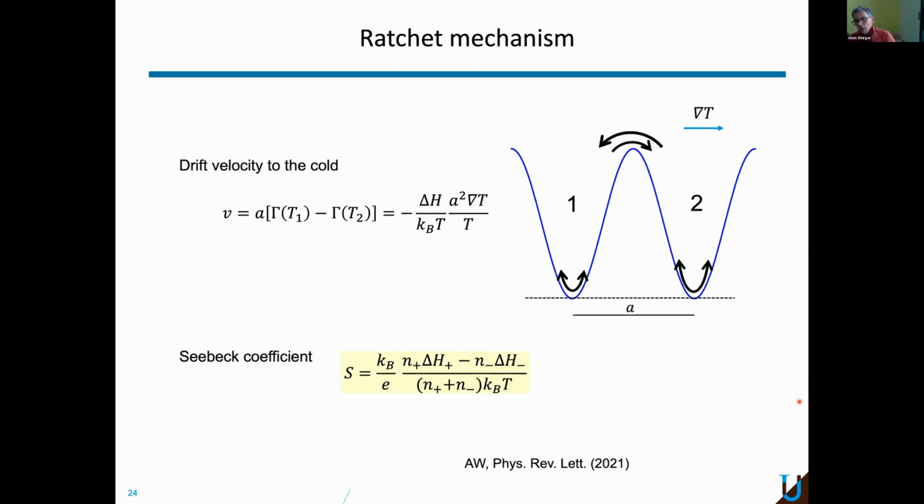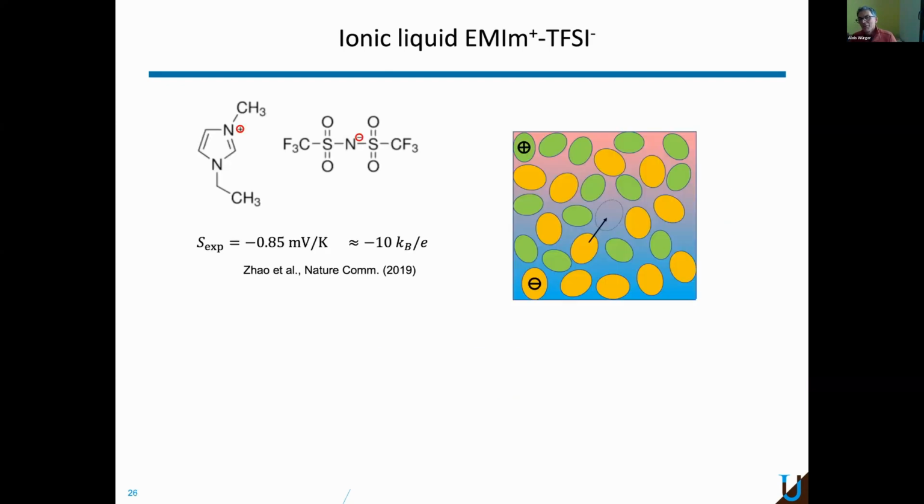Sometimes the mobile ions may not necessarily have the same number for both charges. Now, I'd like to show one particularly simple system, an ionic liquid, a bit of a toy ionic liquid on which a lot of experiments have been done. All its properties are well known. With TFSI, cations and anions are big molecules, and there is no solvent. It's only these two ions, of molecular weight about 150 for the cation and 250 for the anion. The Seebeck coefficient measured for this system is minus 0.85 millivolts per Kelvin, which corresponds to about 10 kB over e.